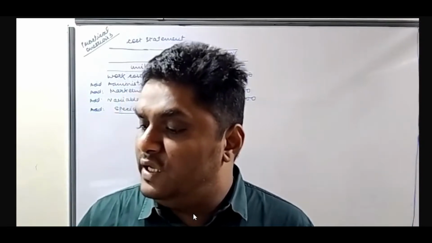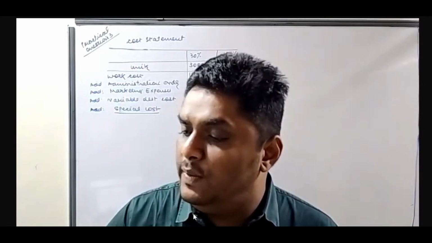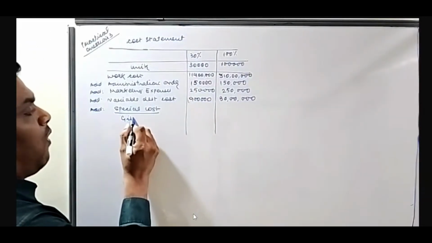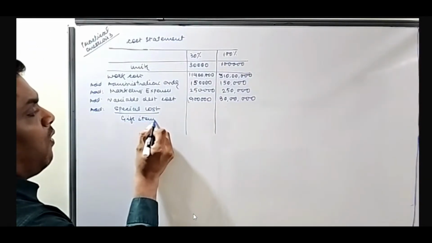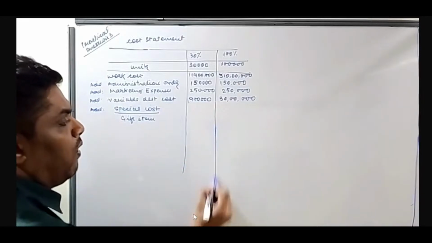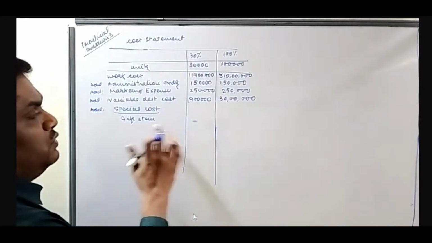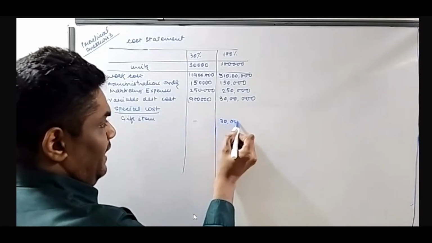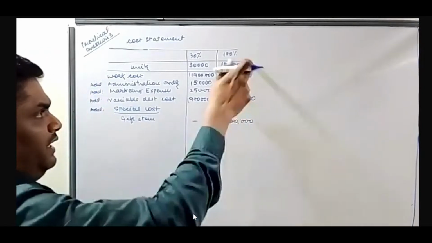First is it gives a gift item costing rupees 30 per unit on sale. Now, in this case, no expenditure is required, but yes, in this case, it will be 30 lakh. 30 into 1 lakh.